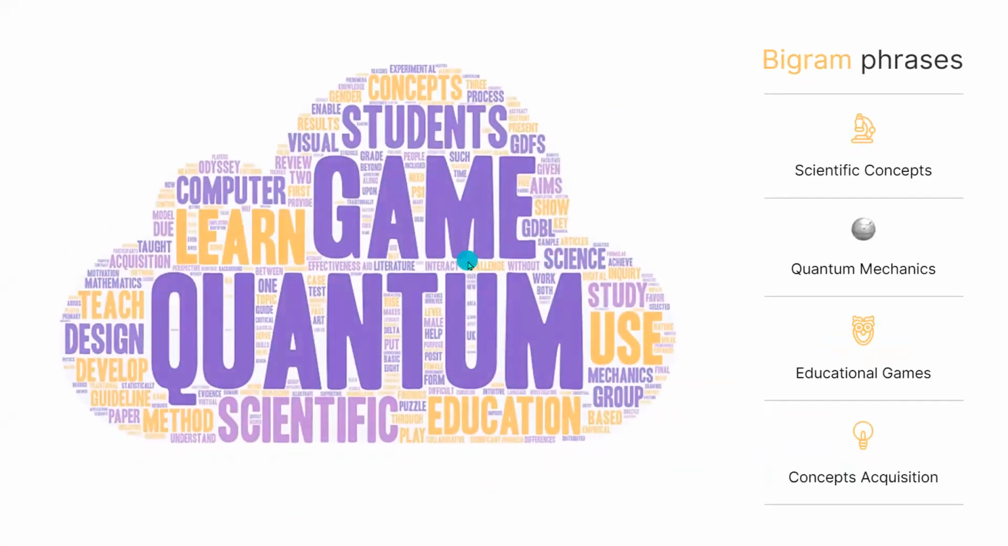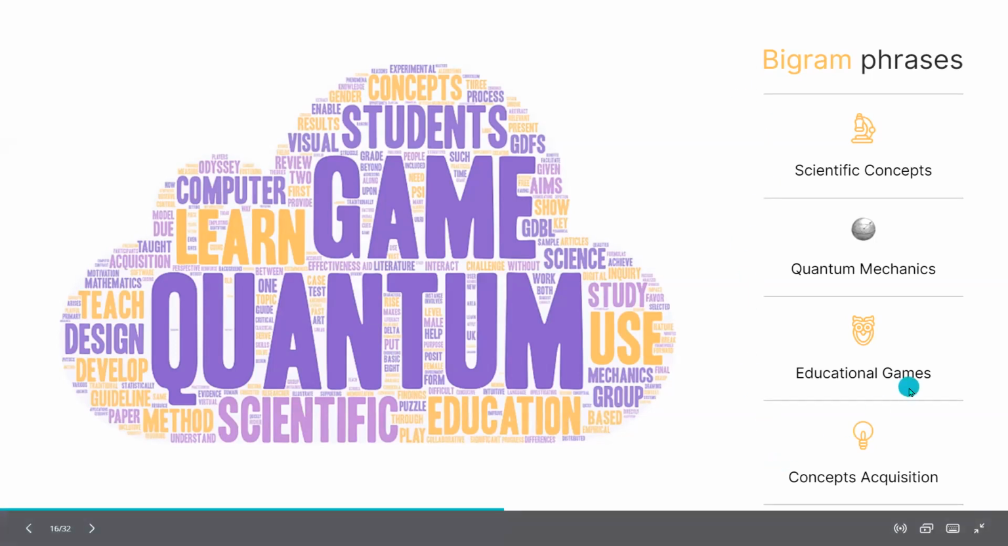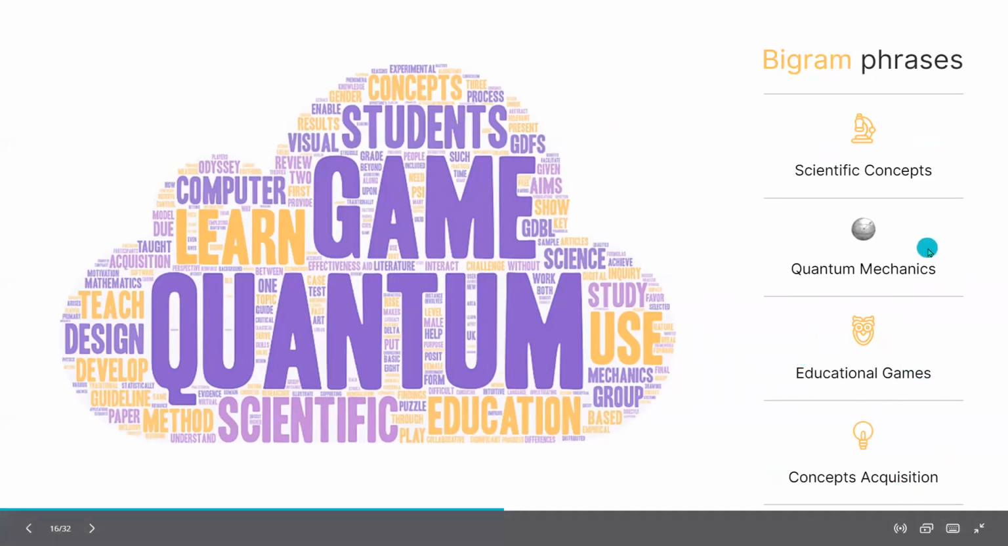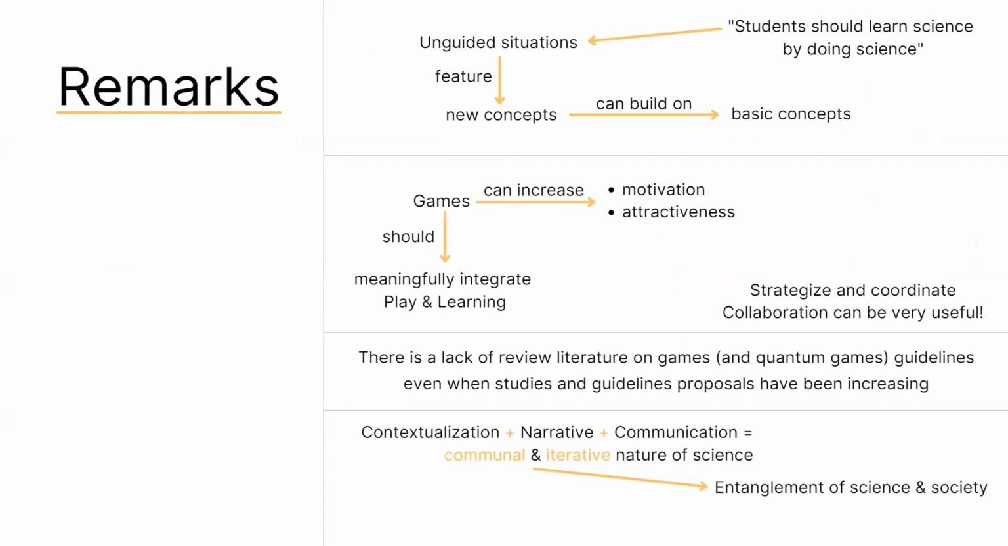And this common topic can be made clearer using the word cloud of the papers. Of course, the 2 most common words were game and quantum, but we can also see words like scientific, method, develop, design, learn, computer, students, use, or education. So what we did in our sessions was discuss educational games on scientific concept acquisition, in particular in the field of quantum mechanics. And then, what did we learn?